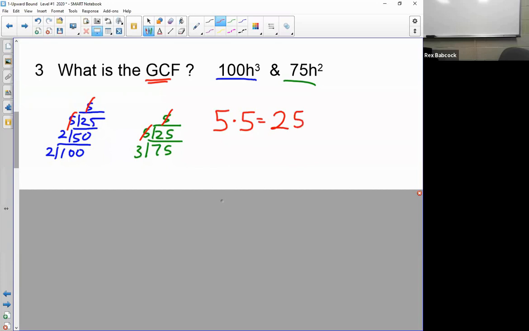What variables do they have in common? I have a cubed and a squared, h squared. That is the largest, the greatest of what they have in common. Questions there? What about it? Questions there?